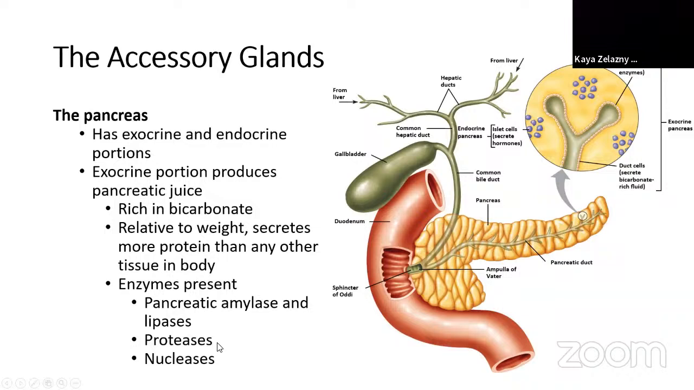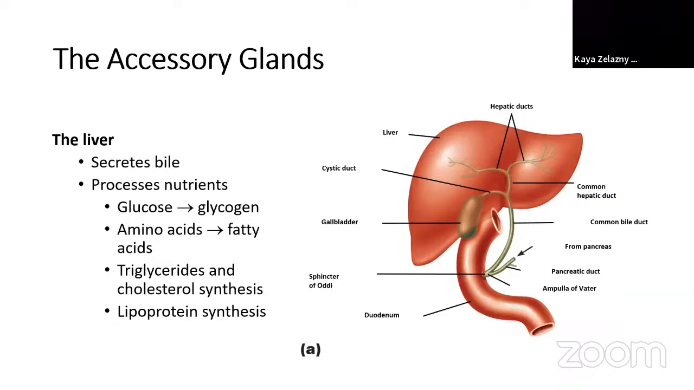nucleic acid digestion. A fun fact about the pancreas is that relative to its weight, basically how big it is, it's secreting more protein than any other tissue in the body. So it's really busy making these enzymes. It's making a lot of enzymes. And we'll talk about the function of each of those enzymes when we talk about the digestion of each of our specific macromolecule types. So this is not the only chance you get to see the names of these enzymes.